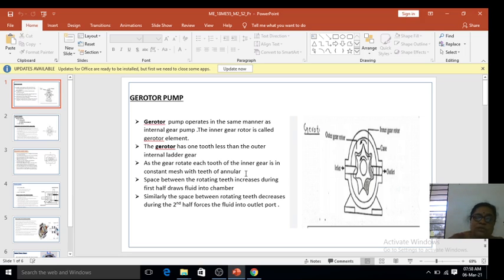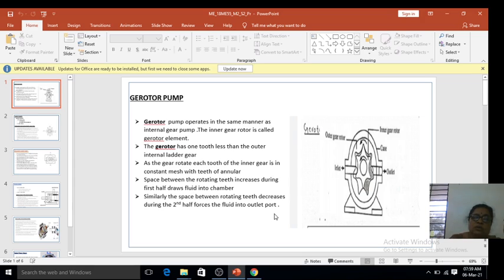Because of this, the space between the rotating teeth increases during the first half, which draws the fluid into the chamber. While doing so, the space between the rotating teeth decreases during the second half, which forces the fluid into the outer port.